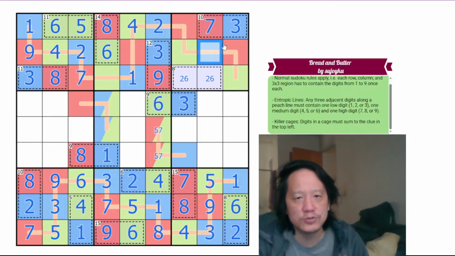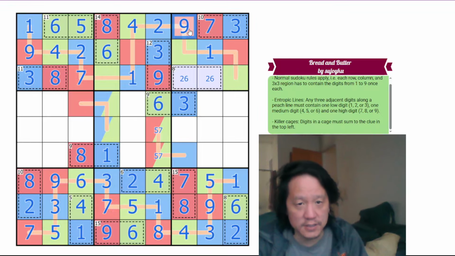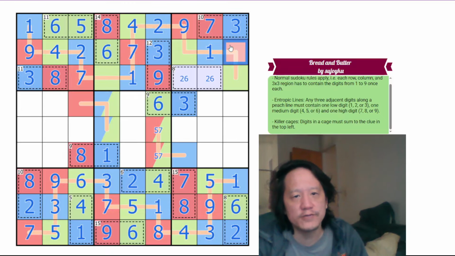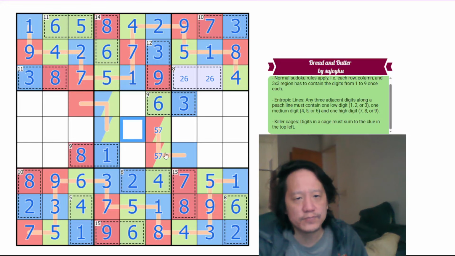This cannot be 2 or 3, so this must be 1. This is 9 because we have the remaining digits. This can't be 8 or 9. It's 7, which makes this 8. This can't be 4 or 6, so it's 5, which makes this 4. And that leaves this as a 5 here.